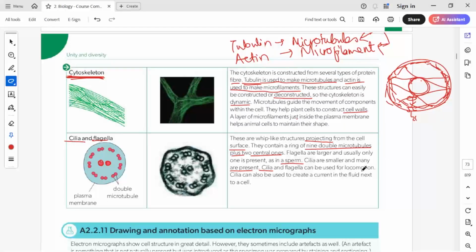Cilia and flagella can be used for locomotion, for the movement of cells. Cilia can also be used to create current in the fluid next to a cell. So these are small parts or organelles of a cell that help in movement, while the cytoskeleton keeps the cell structure intact. For the movement, cilia and flagella are helpful. Cilia and flagella are generally present in lower organisms, but in higher organisms, the male gametes will have flagella, and certain cells might also have cilia for the movement of fluids.